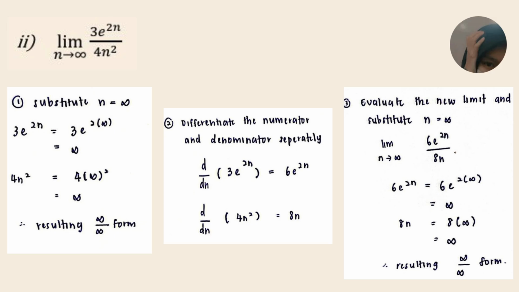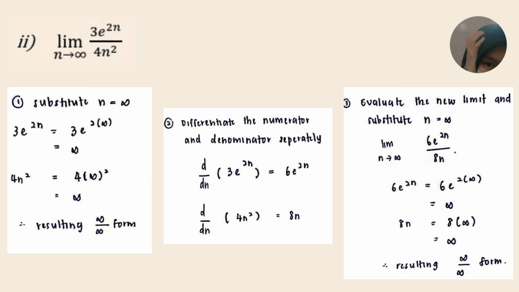Next question, we have the limit as n approaches infinity of 3 to the power of 2n over 4n squared. For the first step, we have to check the form by substituting n equals infinity into both the numerator, which is 3 to the power of 2n, and the denominator, which is 4n squared. Then we get the limit becoming infinity over infinity, so we can apply L'Hopital's rule.